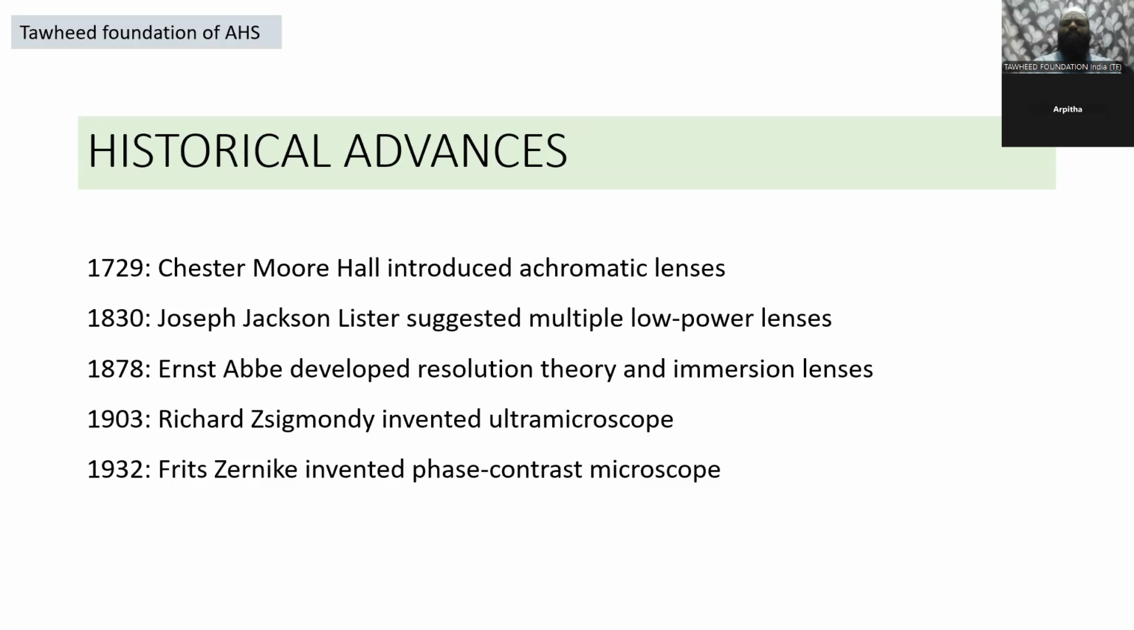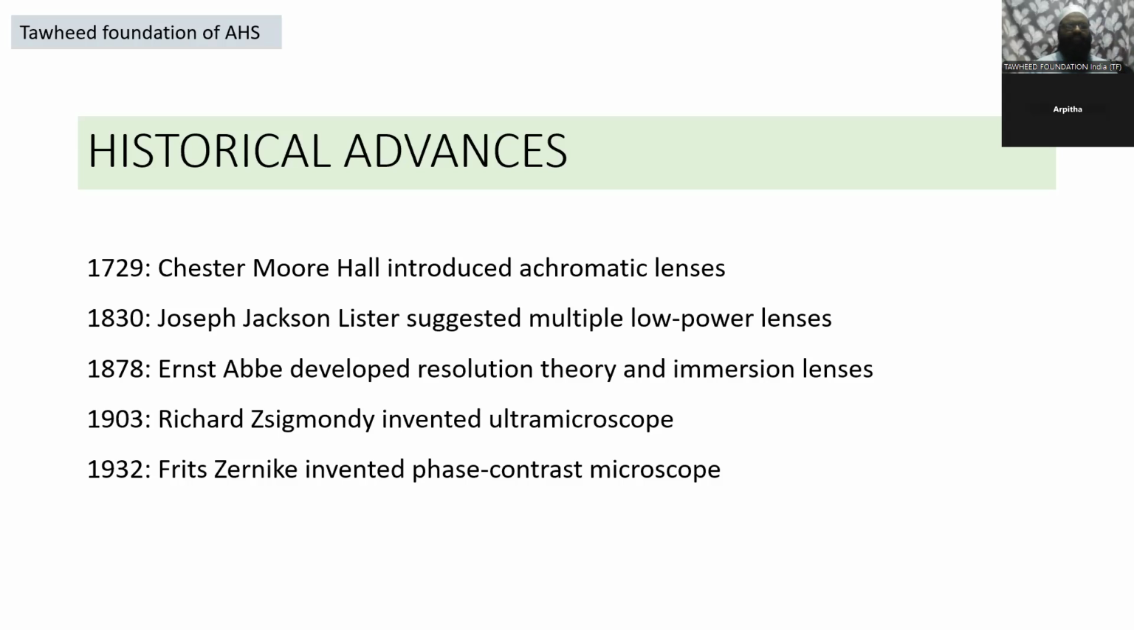In 1830, Joseph Jackson Lister suggested the use of multiple low power lenses to achieve clear magnification. In 1878, Ernest Abbe, a German physicist and optical scientist, developed a mathematical theory relating wavelength with image resolution. So he was the first to develop and use water and oil immersion lenses. In 1903, Richard Zsigmondy invented ultramicroscope. This could view objects smaller than the wavelength of light.